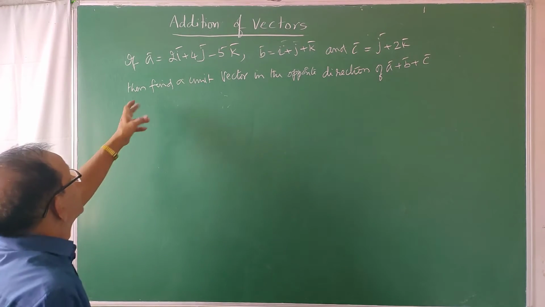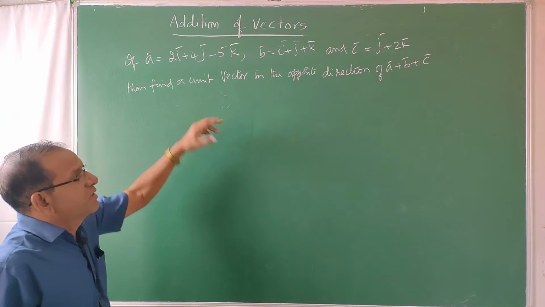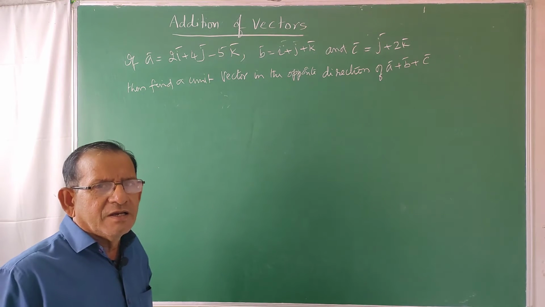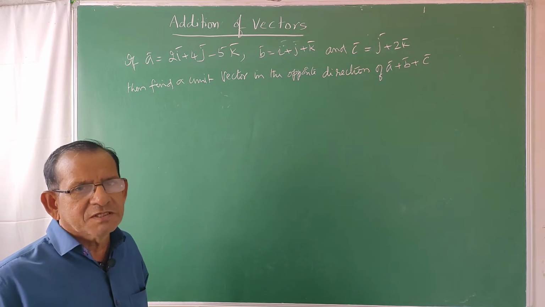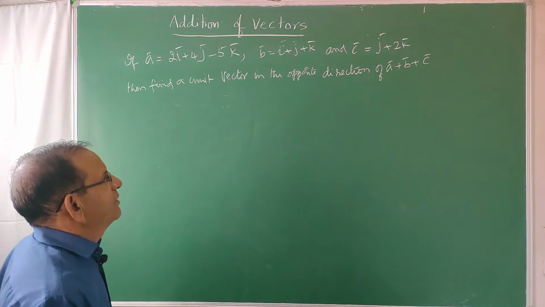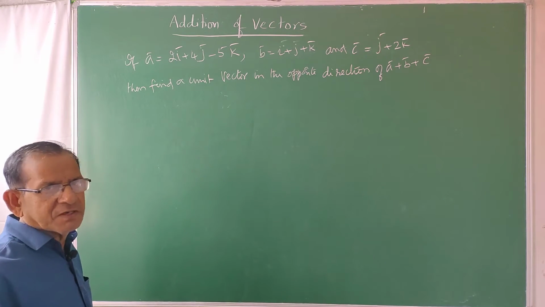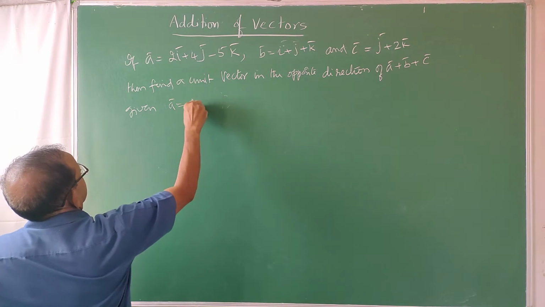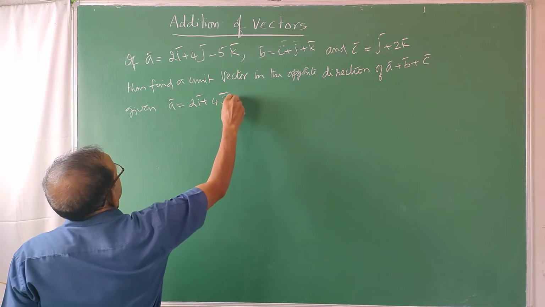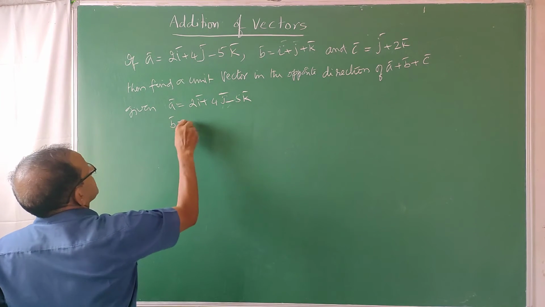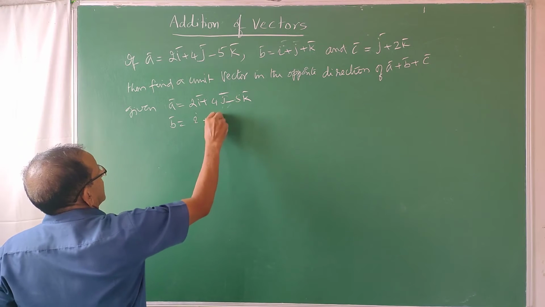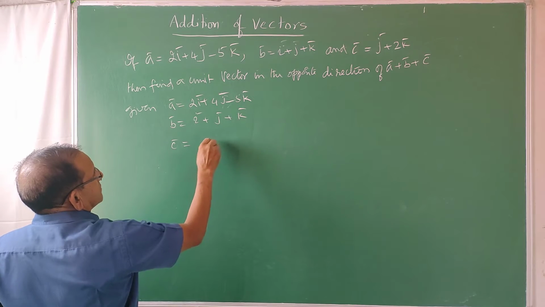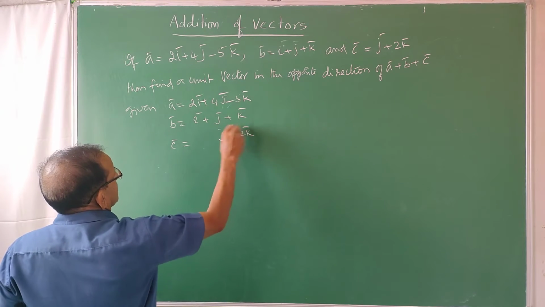See this question. Here 3 vectors are given, they are a bar, b bar and c bar. We have to find out a unit vector along a bar plus b bar plus c bar in the opposite direction. Now find out a bar plus b bar plus c bar. Given a bar is equal to 2i plus 4j minus 5k, b bar is i bar plus j bar plus k bar, and c bar is j bar plus 2k bar, no i bar.